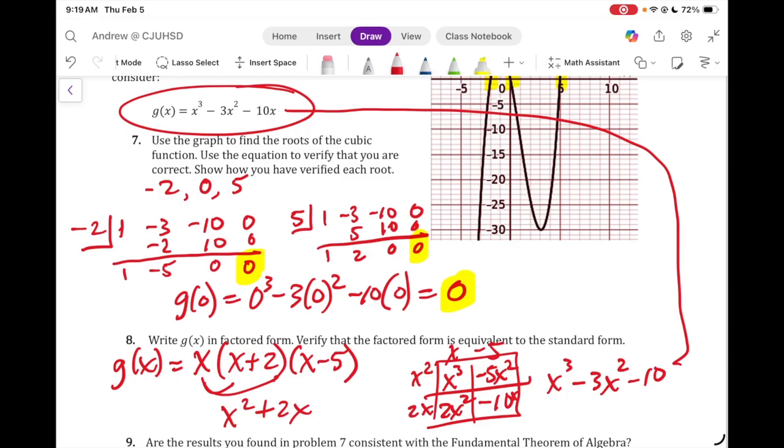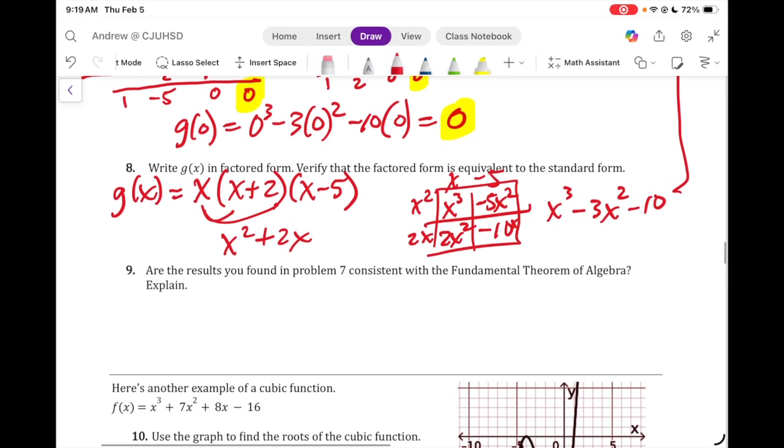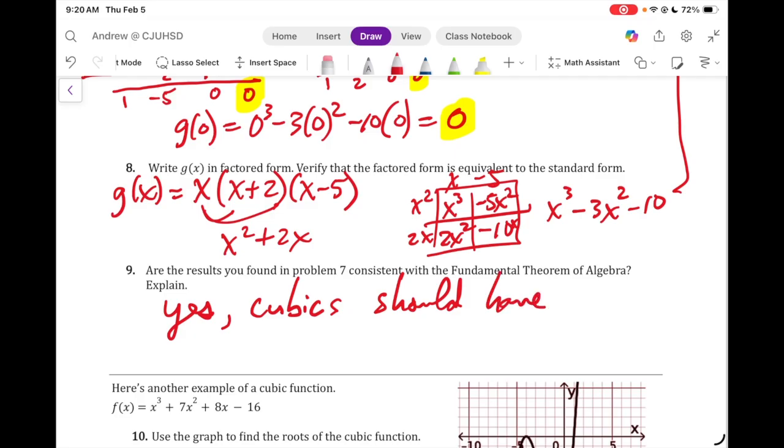Are your results in problem 7 consistent with the fundamental theorem of algebra? Yeah, the fundamental theorem said if you have the third degree, if you have a cubic, then you should be expecting 3 solutions, as long as I account for multiplicity. Cubics should have 3 solutions or roots or zeros, sometimes we call them.